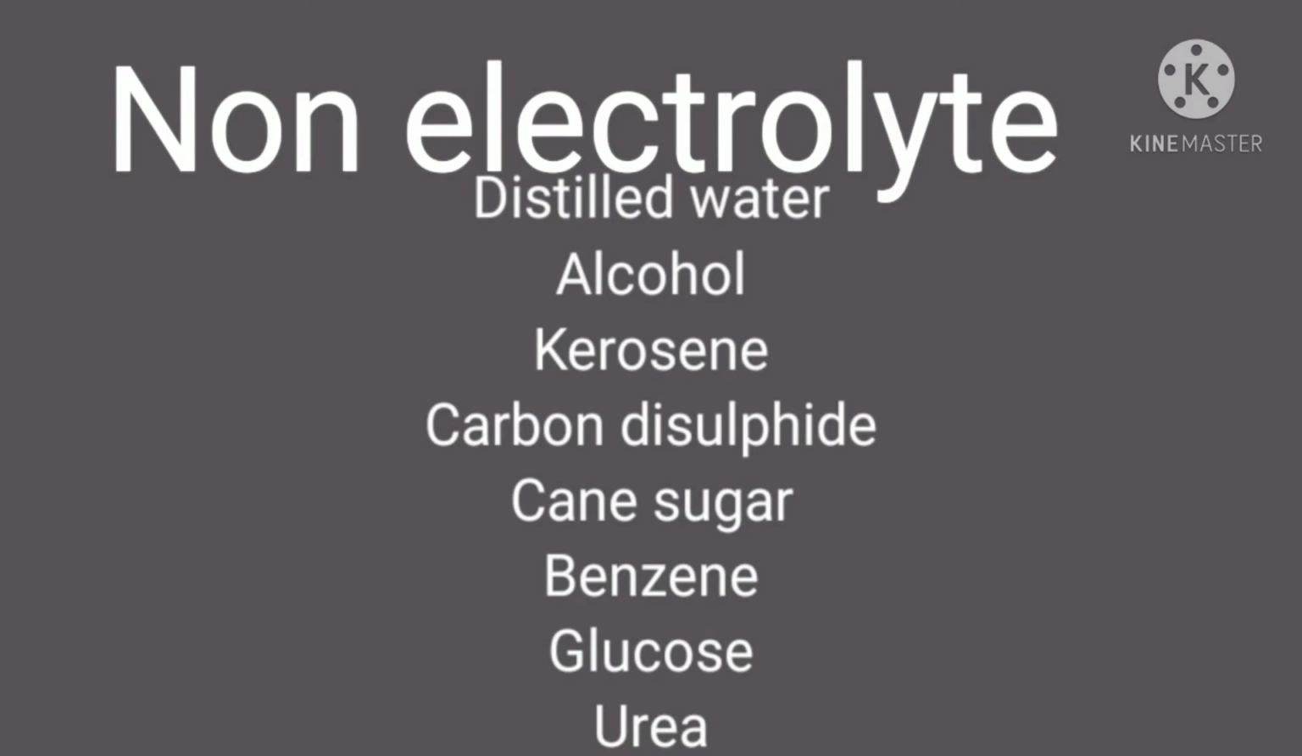Next, non-electrolyte. Non-electrolyte example is distilled water, alcohol, kerosene, carbon disulfide, cane sugar, benzene, glucose and urea. Non-electrolyte does not allow the electricity to pass through it. They are the non-conductors of electricity.